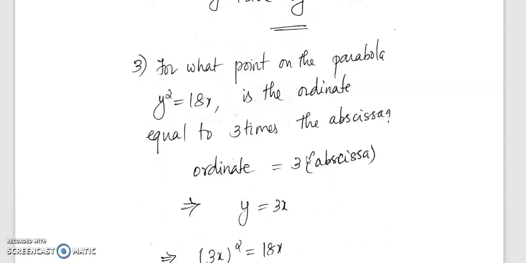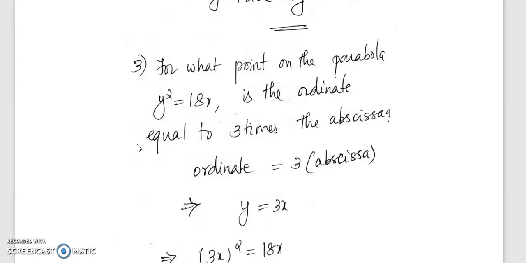Now the next problem is, for what point on the parabola y square equal to 18x is the ordinate equal to 3 times the abscissa. By ordinate we mean the y coordinate. So if you have a point (x, y), the value x is called the abscissa and the corresponding y value is called its ordinate. So we want to find a point such that the ordinate is 3 times the abscissa. So we want to find a point on the parabola y square equal to 18x such that y is equal to 3x. So we have the condition y equal to 3x. Substitute in the parabola and find the point.